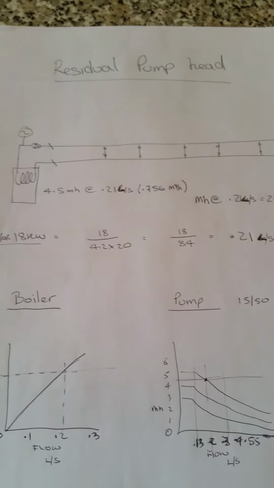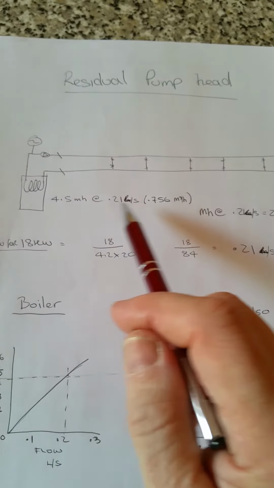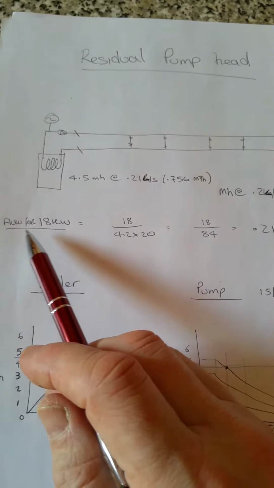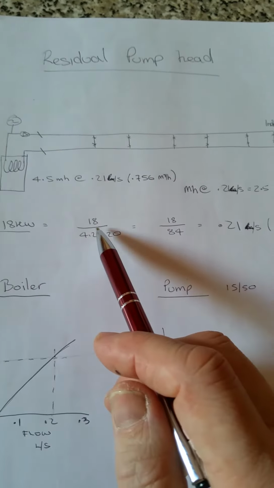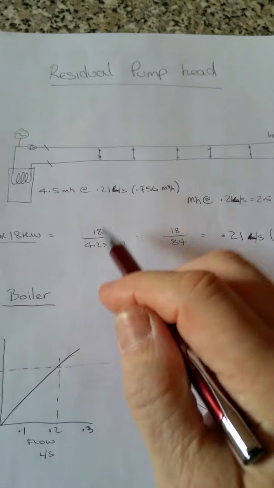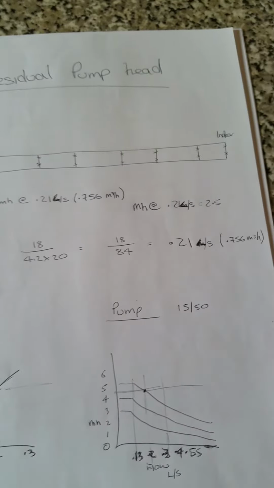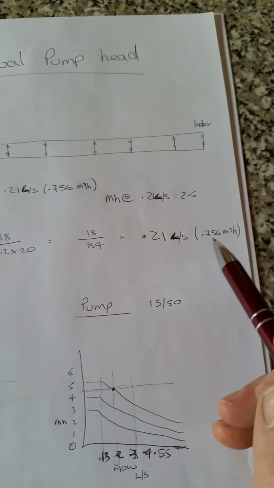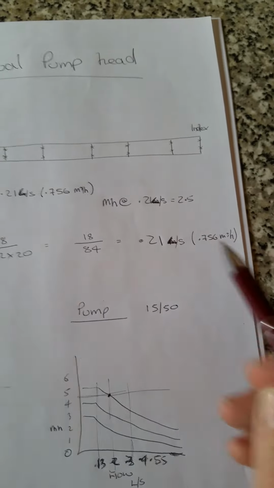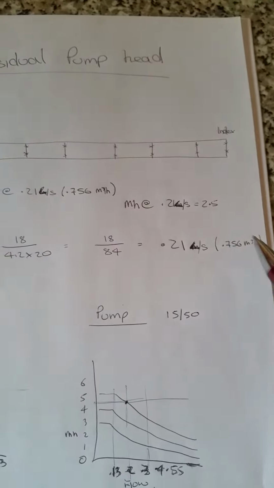So starting off with basic principles, we look at the system here, and we've got the mass flow rate calculations. So flow for 18 kilowatts is 18 kilowatts divided by 4.2, which is the specific heat capacity of water, times 20, which is our delta T, or 18/84, which comes to 0.21 litres per second. For pump selection, we work in cubic meters an hour normally, so that's converted to 0.756 cubic meters an hour.